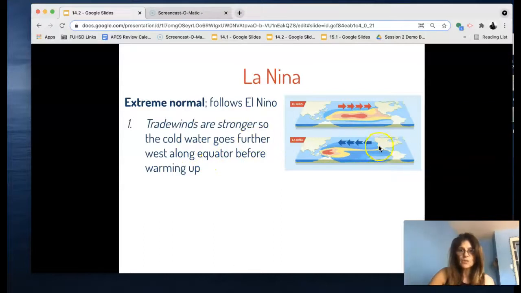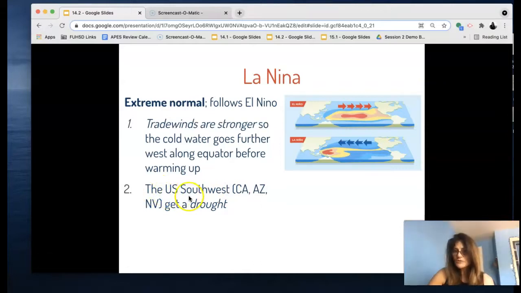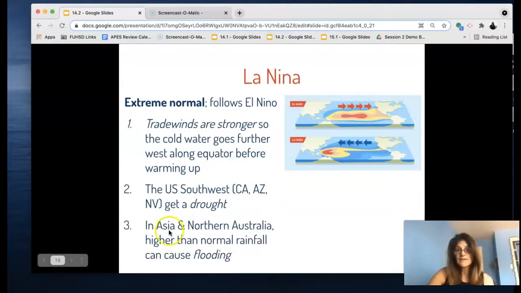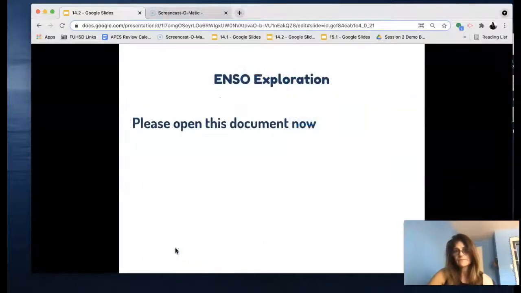And that means this cold water that started off the coast of the Americas goes a lot farther along the equator before warming up. And it causes parts of the southwestern United States, like California, Arizona, and Nevada, to get a drought situation. And then in Asia and northern Australia, they experience higher than normal rainfall, which can cause flooding.